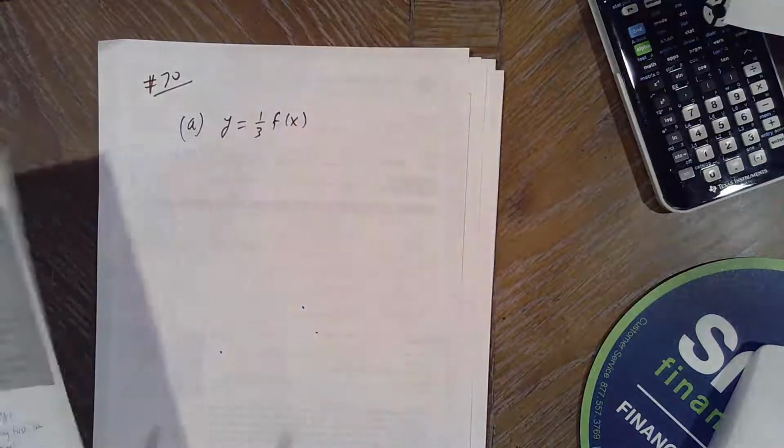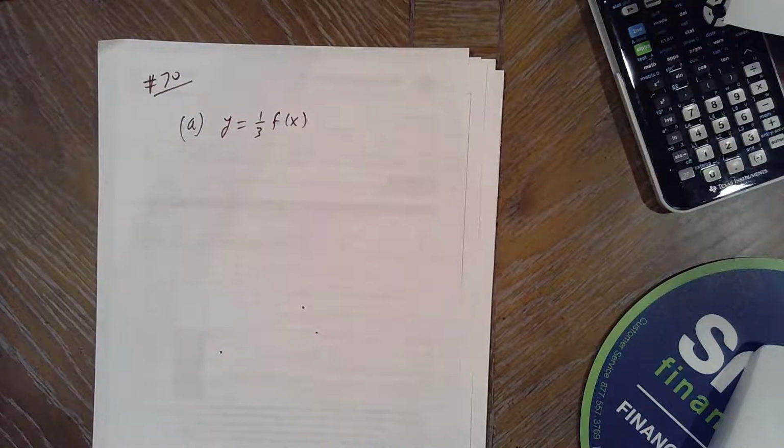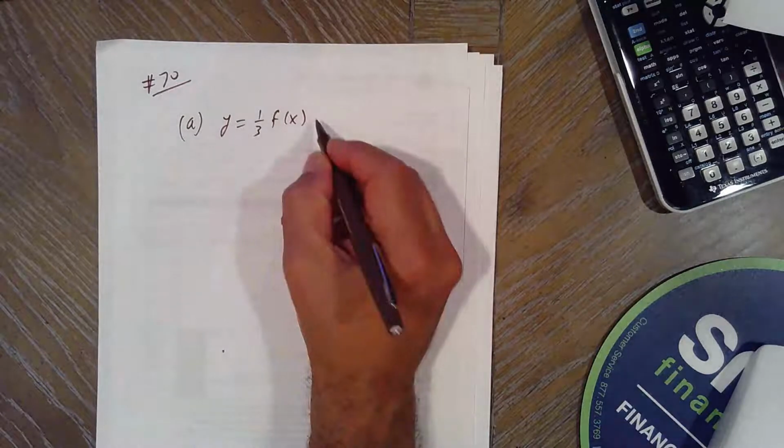So what's c f of x? What's 1/3 f of x shrunk vertically? It's going to be the same size. So I would say it looks like number 2, okay? It shrunk vertically, number 2. So A is 2. Now look at B.